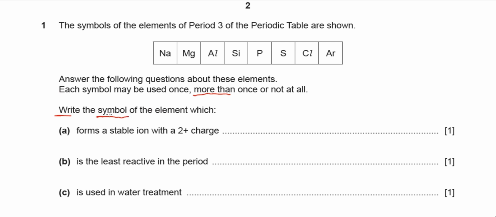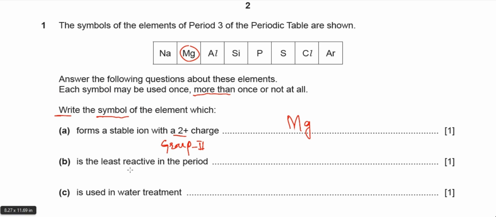Part A: write the symbol of the element which forms a stable ion with 2+ charge. It is always group 2. Very easily we can say that group 2 elements always form ions with a 2+ charge. Why? Because they have 2 electrons in their valence shell, and they can easily lose those 2 electrons to gain a stable ionic structure like a noble gas. From this list, magnesium is the element that will have a 2+ charge. So we write the symbol Mg.